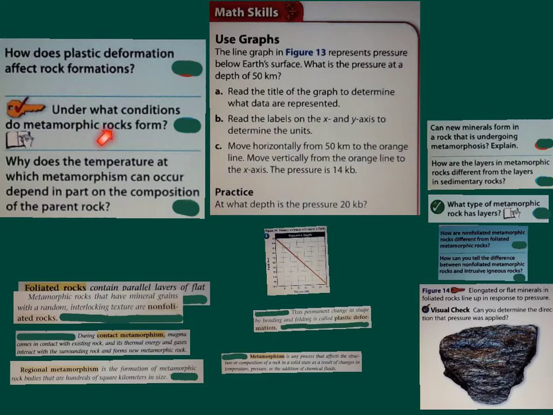Metamorphic rock identification. Changes in temperature, pressure, or the addition of chemical fluids can result in the rearrangement of minerals or the formation of new minerals in a metamorphic rock. Geologists study the texture and composition of minerals to identify metamorphic rocks. Metamorphic rocks are classified into two groups based on texture.